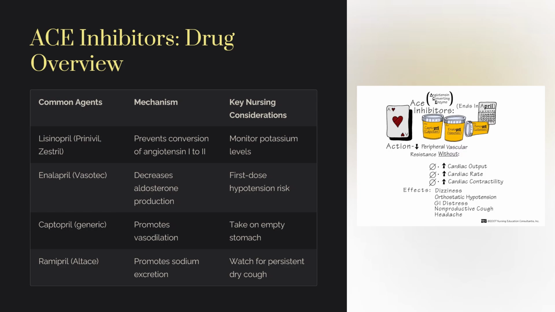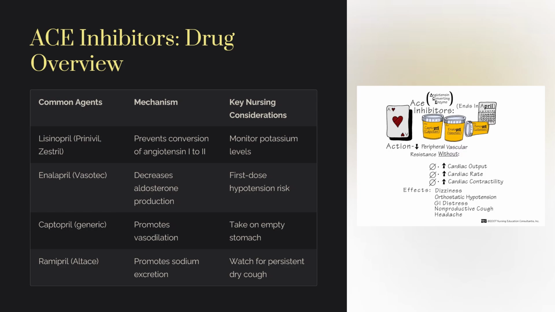Some effects that can occur with this: dizziness, orthostatic hypotension, GI issues, headache. A very common thing that can occur is a non-productive cough. Kiera explains why that can happen. So they develop just this hacky type cough, and some people just think it's aggravating. It becomes bothersome to them. If that's the case, then they'll try a different medication. Usually they'll move them to an ARB.